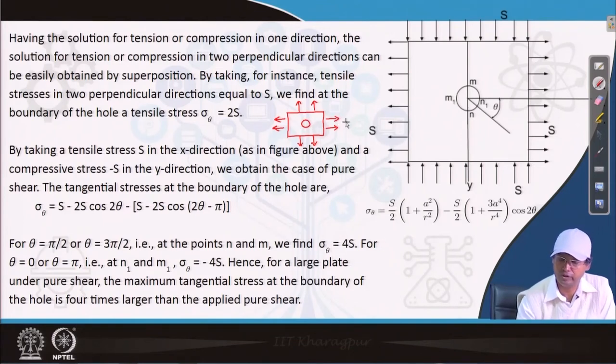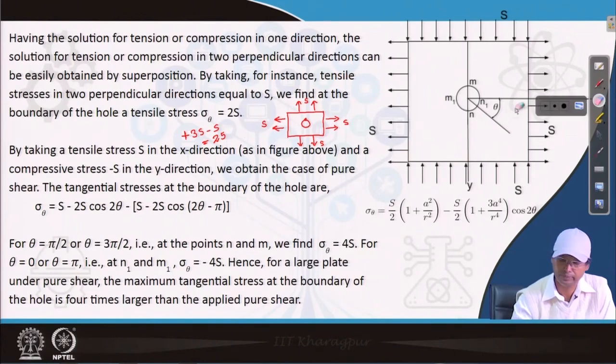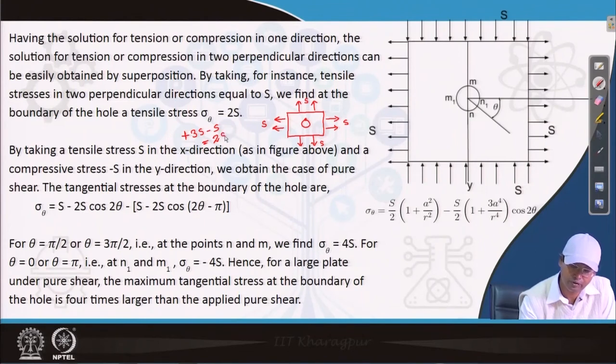Because if this is S, this is also S. Because if we consider any one point, for one direction it is plus S, but for the other direction it is minus S. So, it becomes twice S. So, similarly it is a symmetric condition.